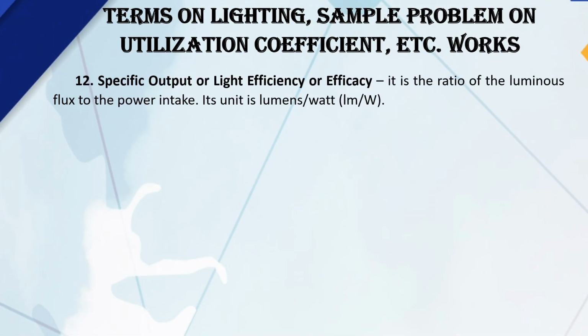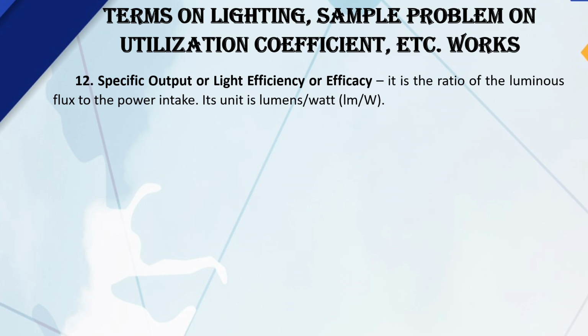12. Specific output or light efficiency or efficacy. It is the ratio of the luminous flux to the power intake. Its unit is lumens per watt, or lm/W. It measures how effectively a lighting source converts electrical power into visible light.